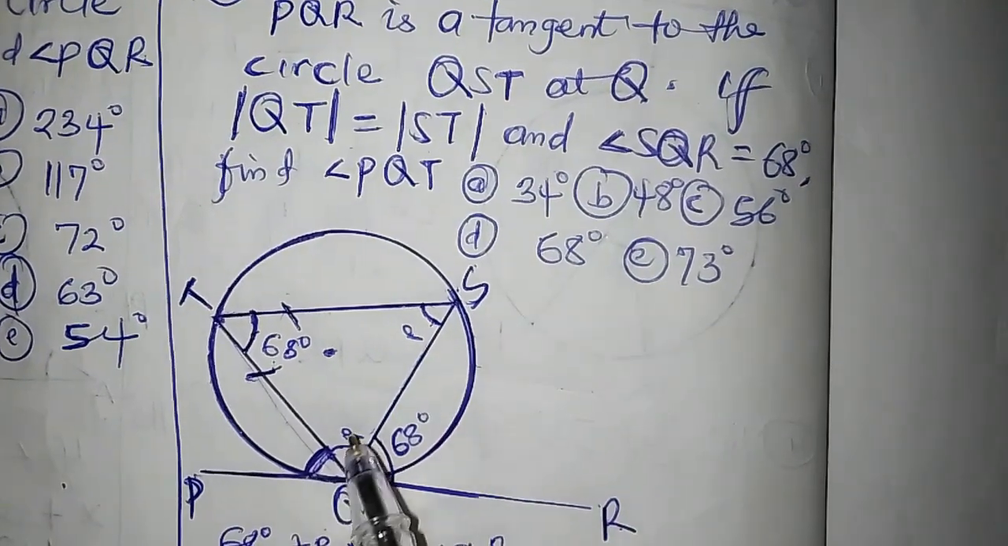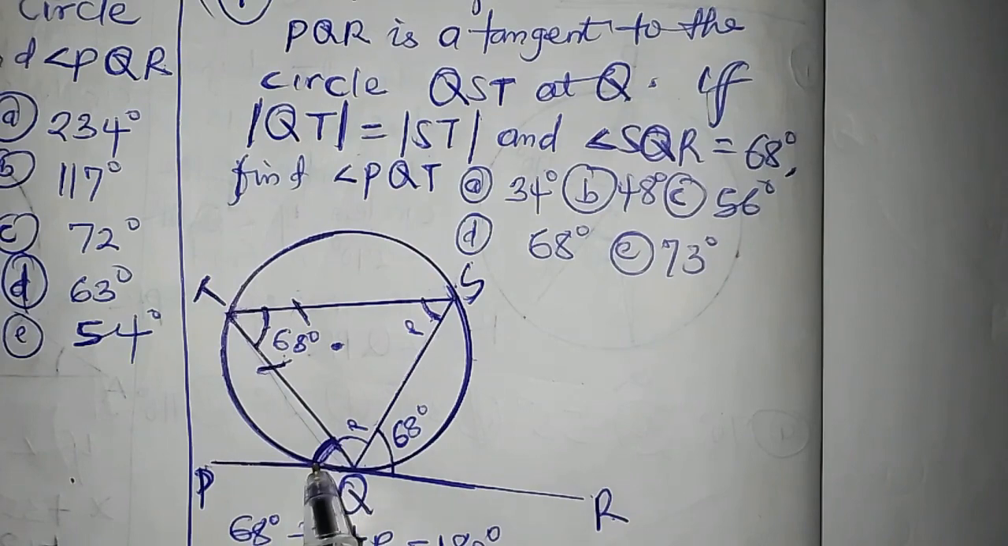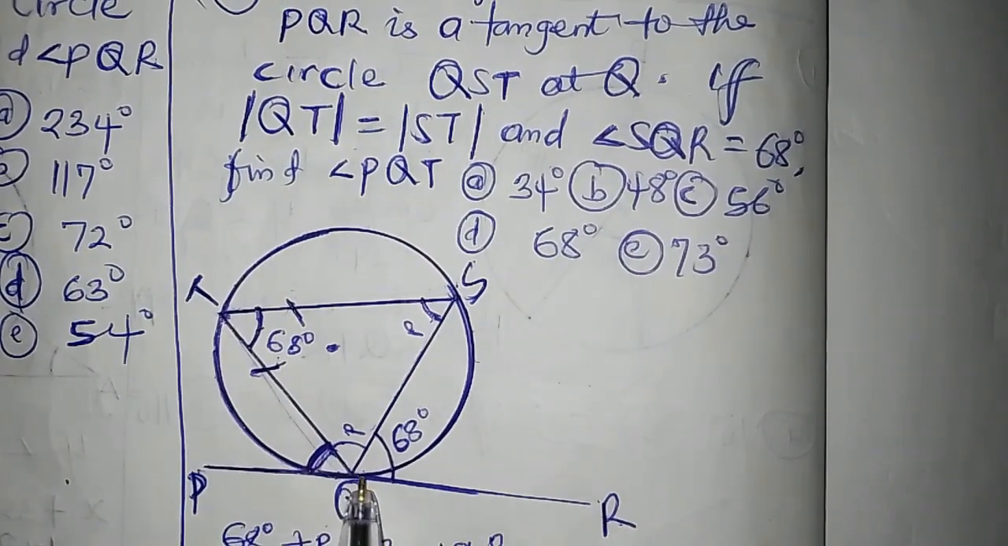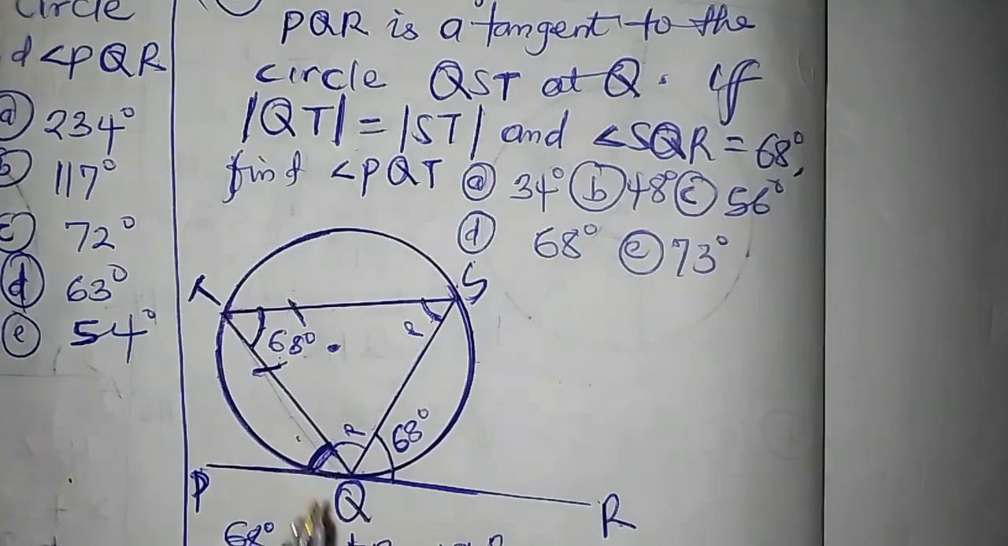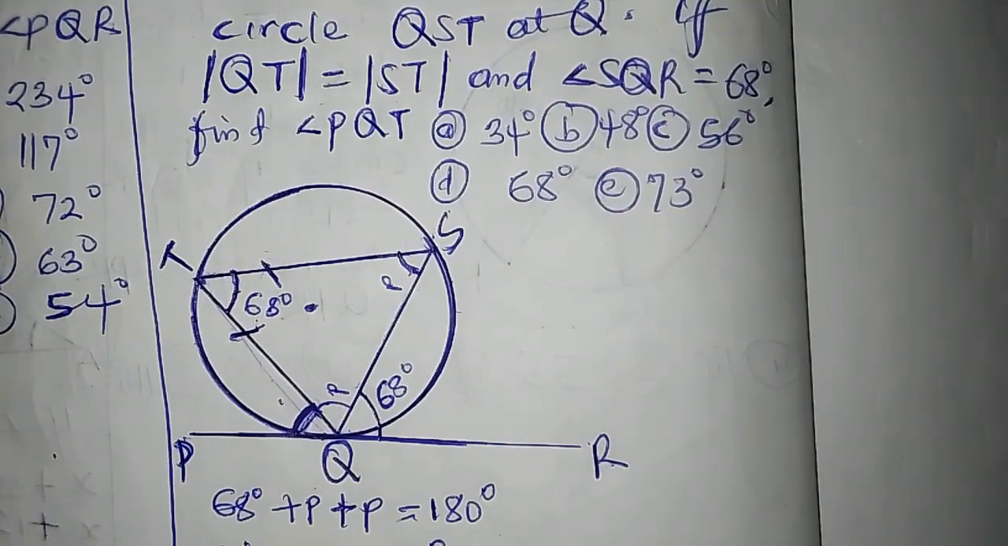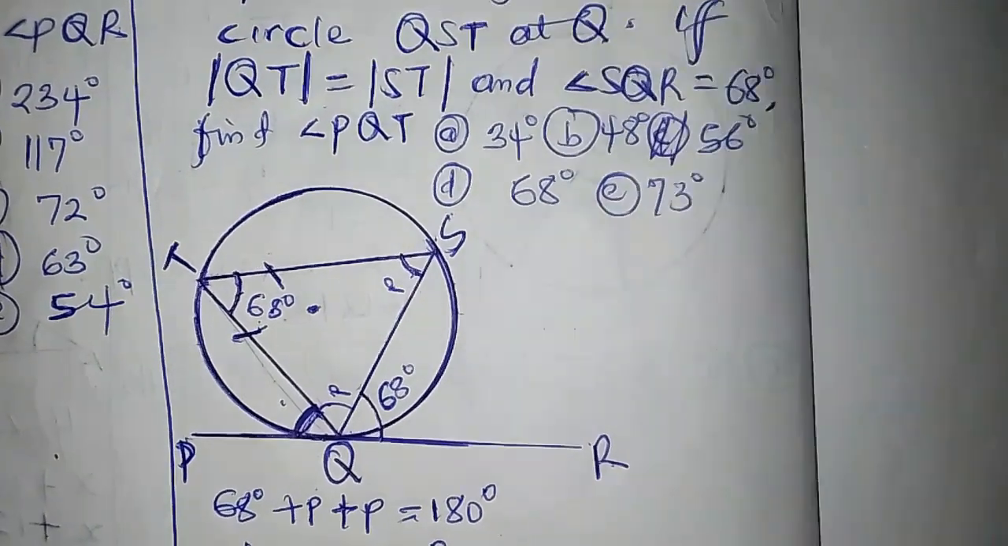Therefore, the angle in the alternate segment, which is this P now, is equal to the one that is here, formed between this chord and this tangent. So here is also what? 56 degrees. I hope you understand this very well. So 56 degrees is in our option C.